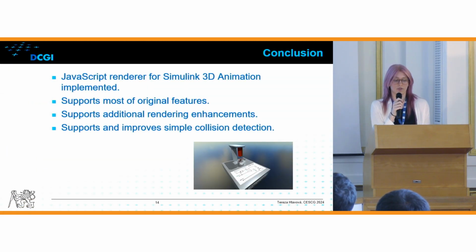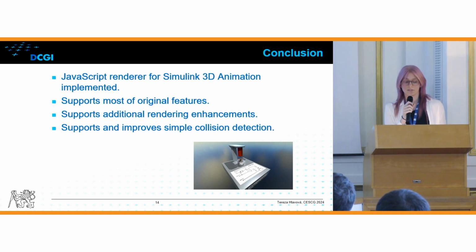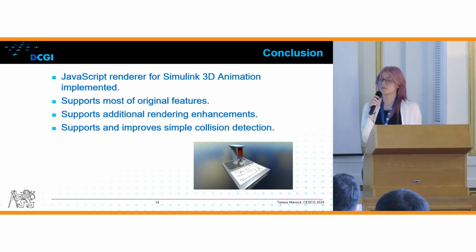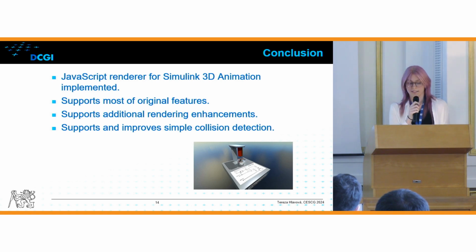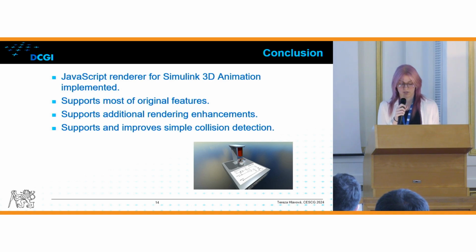So in conclusion, we have implemented a new renderer for Simulink 3D Animation. It supports most of the original features, but also adds some rendering enhancements: physically based rendering, image-based lighting, and shadow casting. And it also supports and improves simple collision detection.